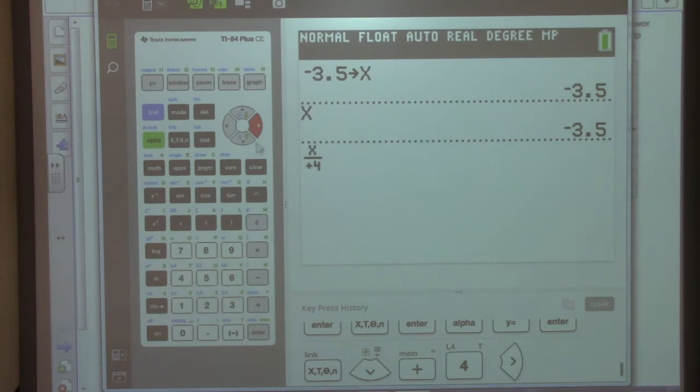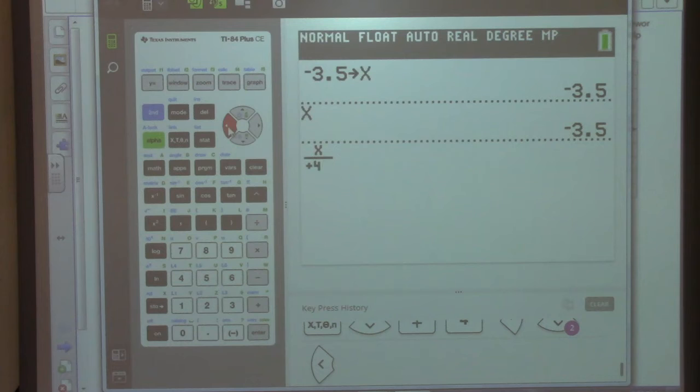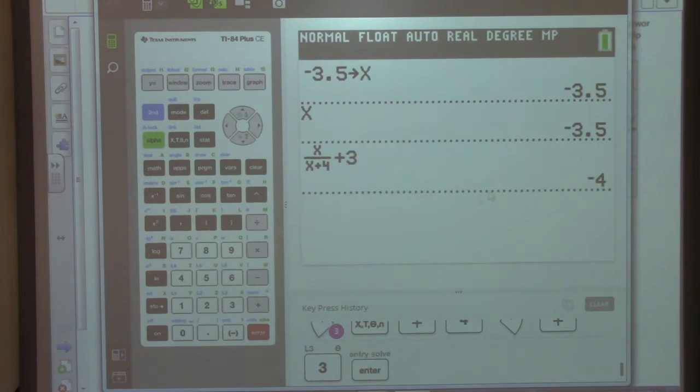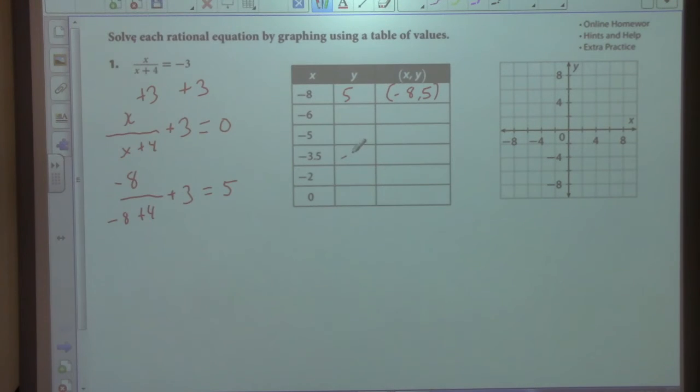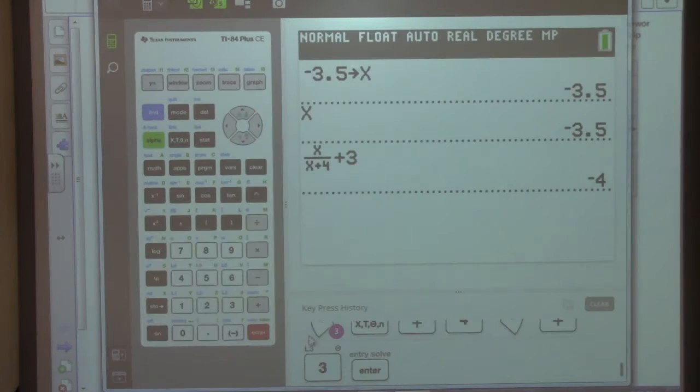And then plus, oops, x, I got it wrong here. x plus 4, I don't know what happened here. Plus 4, and then out here put plus 3. And so I get -4 as an output. So -4 is going to be my output here. So the point here is -3.5 comma -4. Does everybody see how I did that with the substitution in the calculator?